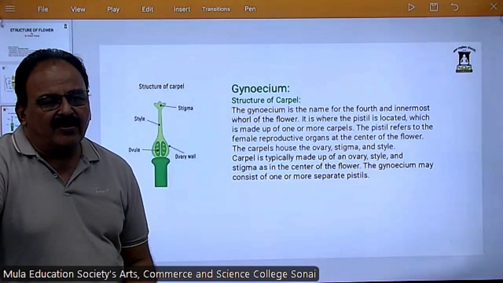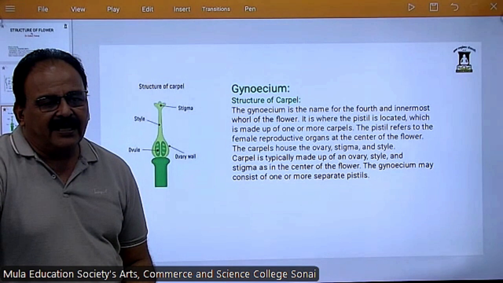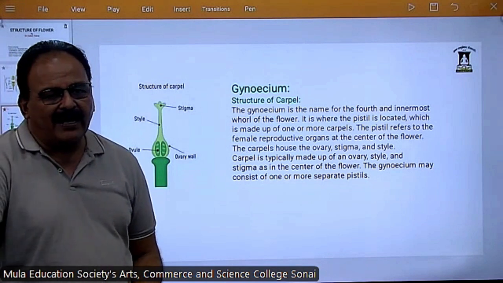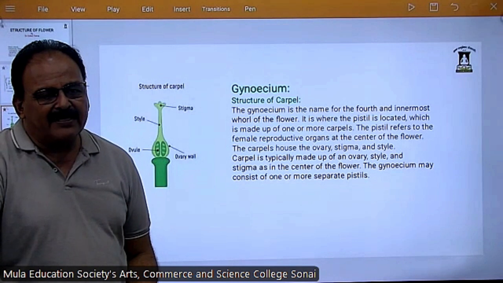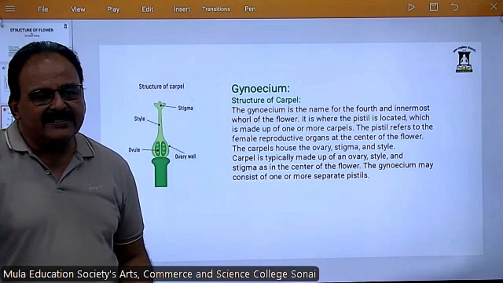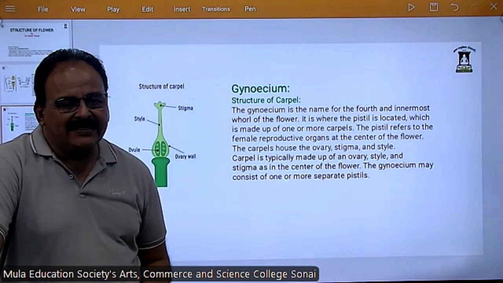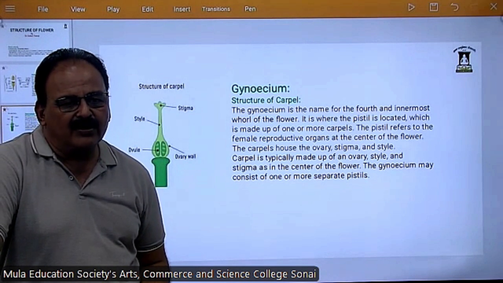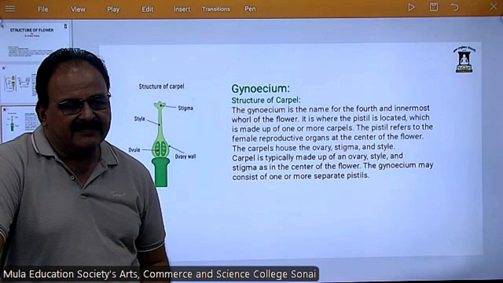At the center of the flower, the carpel houses the ovary, stigma, and style. The carpel is typically made up of an ovary, style, and stigma, and at the center of the flower, the gynoecium may consist of one or more separate pistils.